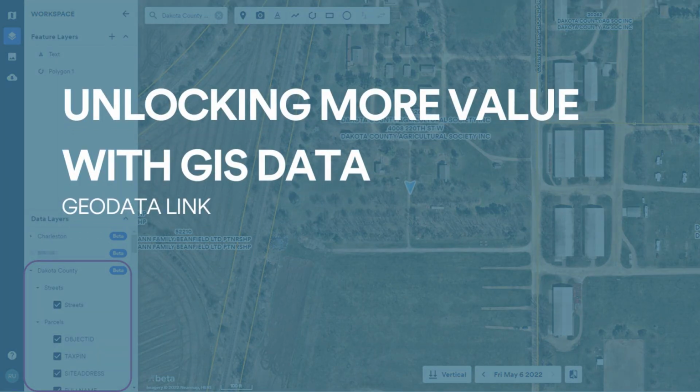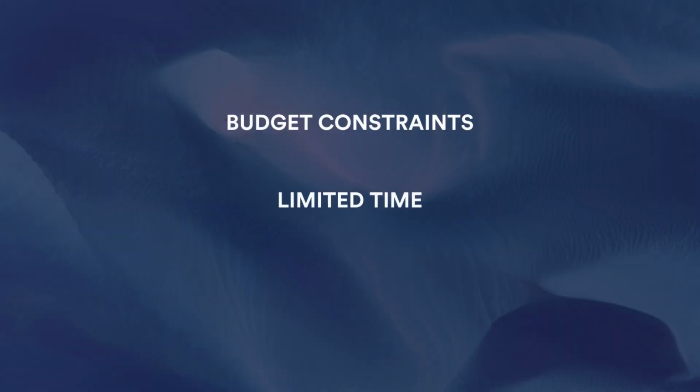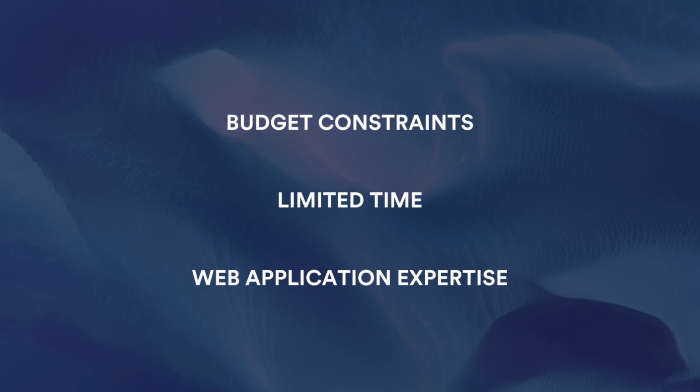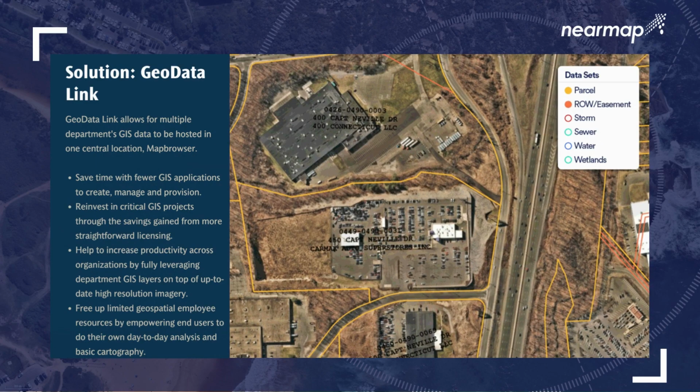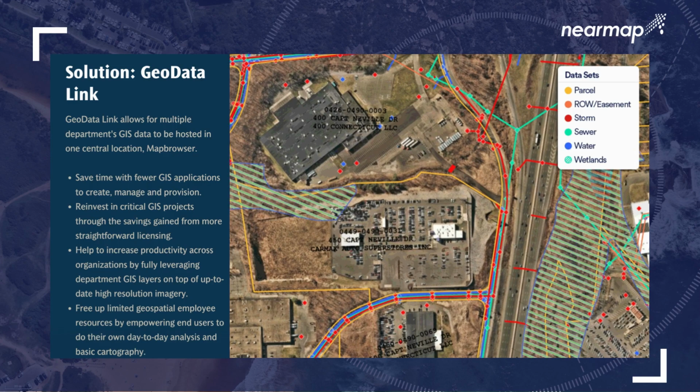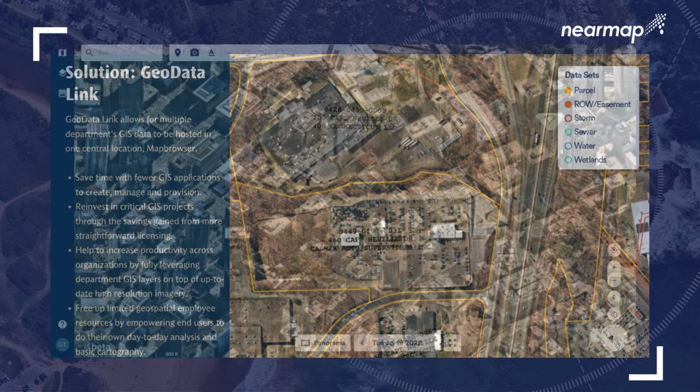Traditionally, expanding the value your enterprise gets from GIS data is hard. Budget constraints, limited time, and expertise in web applications can prevent you from helping your entire organization work smarter with your GIS data. Now you can overcome these challenges with GeoData Link, a simple-to-use, zero-maintenance, and low-cost way to make your Esri-hosted data accessible to anyone in your enterprise, overlaid on high-resolution Nearmap imagery using the easy-to-use MapBrowser web app your team is already familiar with.